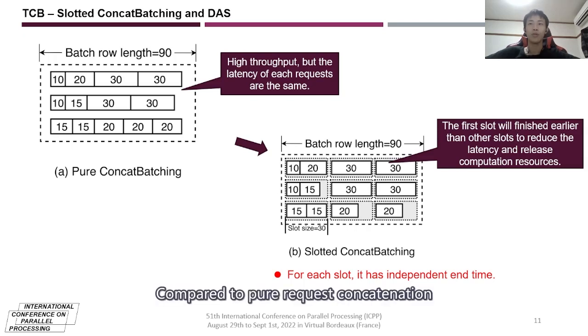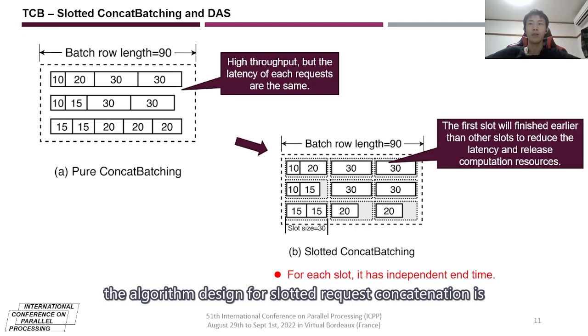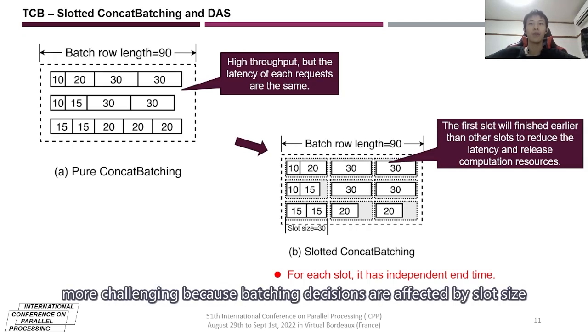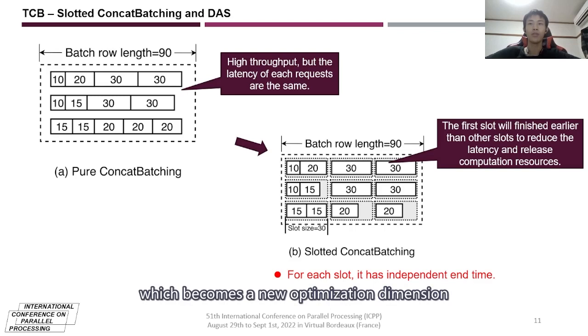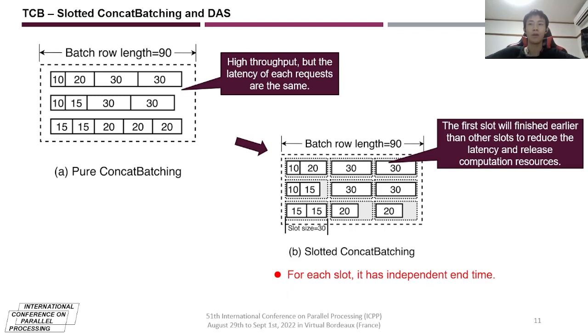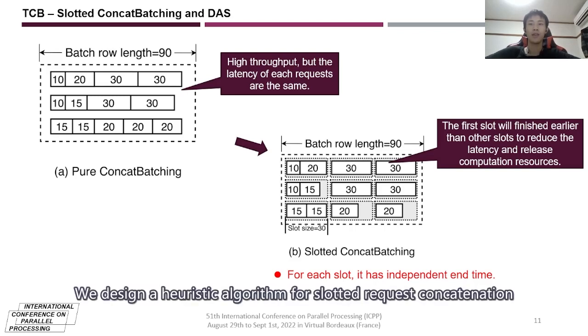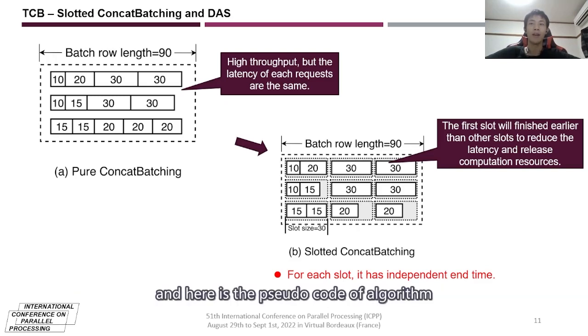Compared to pure request concatenation, the algorithm designed for slotted request concatenation is more challenging, because batch decisions are affected by slot size, which becomes a new optimization dimension. We designed a heuristic algorithm for slotted request concatenation, and here is the procedural code of the algorithm.